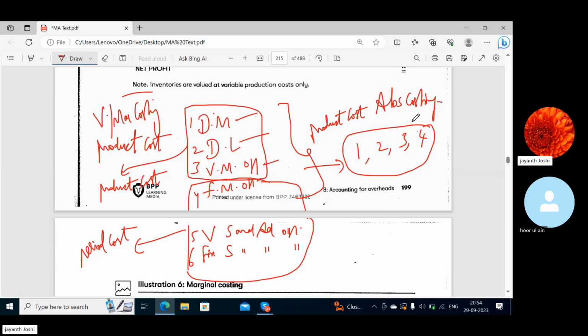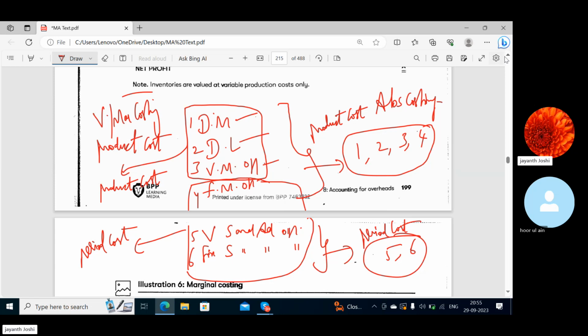This will be taken under the product cost category. That means you will be finding out the cost of the product by considering these four costs. And these two costs, 5 and 6, you will be taking as period cost. That means you'll be showing them directly in the statement of profit or loss. So I think things are very clear. Shall we move forward?